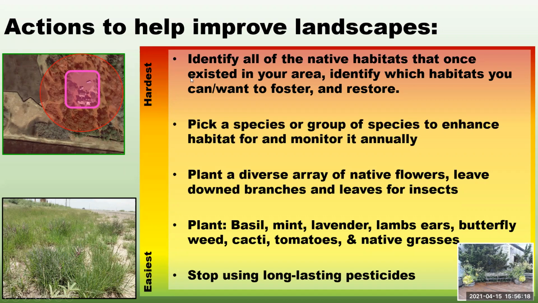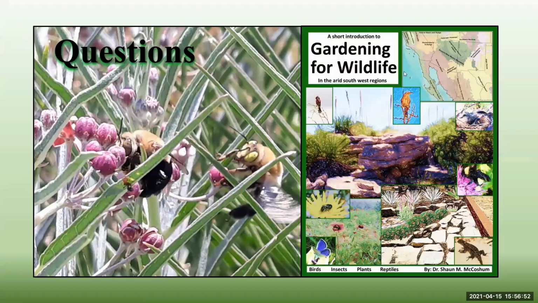and be recolonized by the native plants and native pollinators. The hardest thing to do is identify all of the native habitats that once existed in your area, because it is really difficult to get that information. You can identify which habitats you want to foster and then try and restore those to the best of your ability, understanding that you're restoring the ecosystem and allowing those habitats to switch back and forth in a natural state. So with that, I hope you all learned something fantastic or something that you can apply to your own yards, and I will take questions.